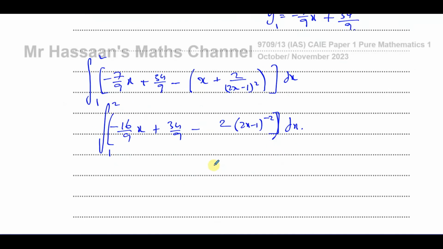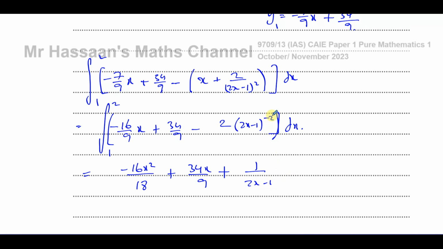Okay, so now we can add 1 to the power. This is a bit more complicated, of course. So you have minus 16x squared over, and then you take 1 from the power. Yeah, so you integrate, sorry. You add 1 to power, divide by the new power. So you divide by 2, so it gives you 16x squared over 18, plus 34x over 9. And when you integrate this, this is going to become plus, and you're going to have 1 over 2x minus 1, as we saw earlier.